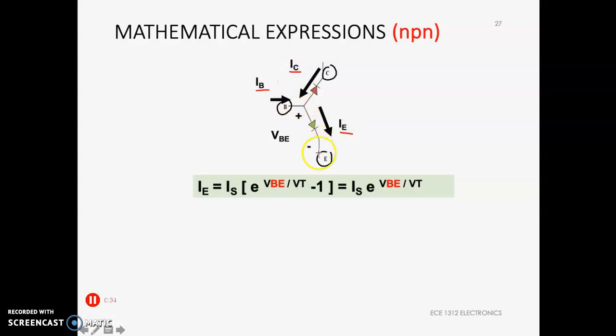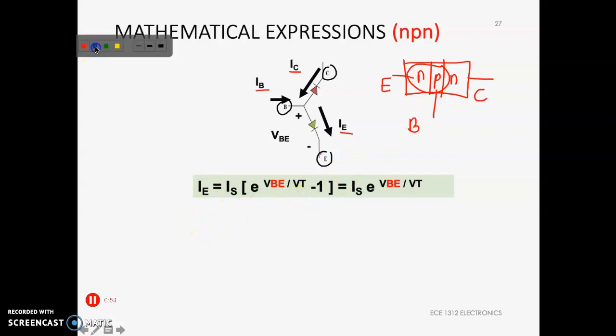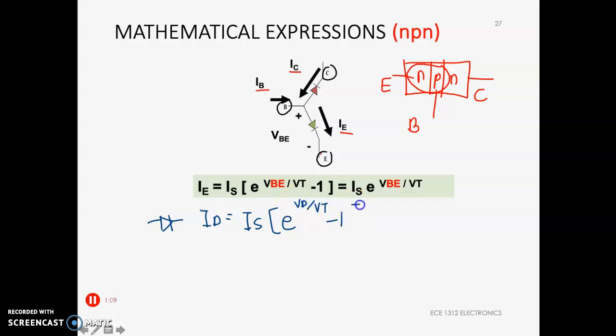Between B and E, we have a diode. If we draw the physics here, this is N, P and N. Here is your emitter, here is your base, and here is your collector. Between B and E, you have one PN junction, that is a diode. Recall, what is the equation of the diode current? ID equals IS, the reverse bias saturation current, times exponent of VD over VT, the thermal voltage, minus 1.